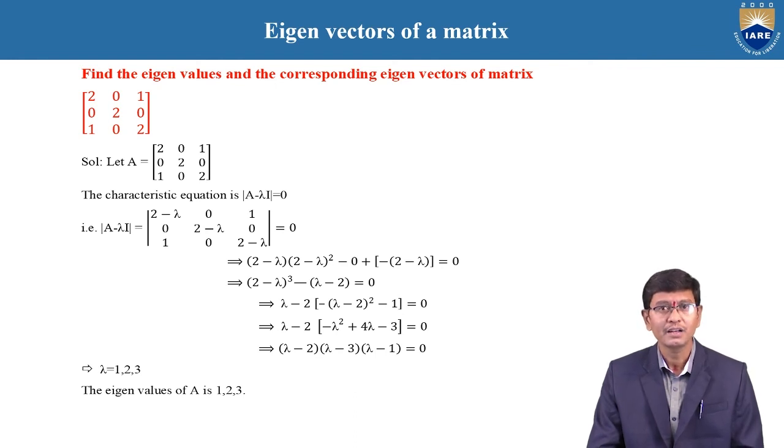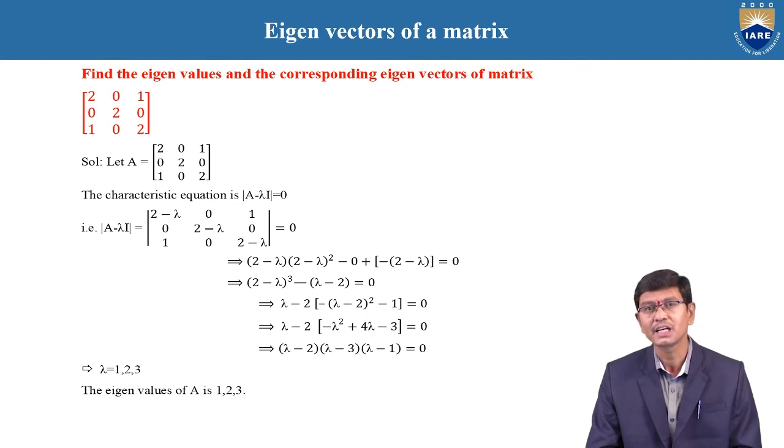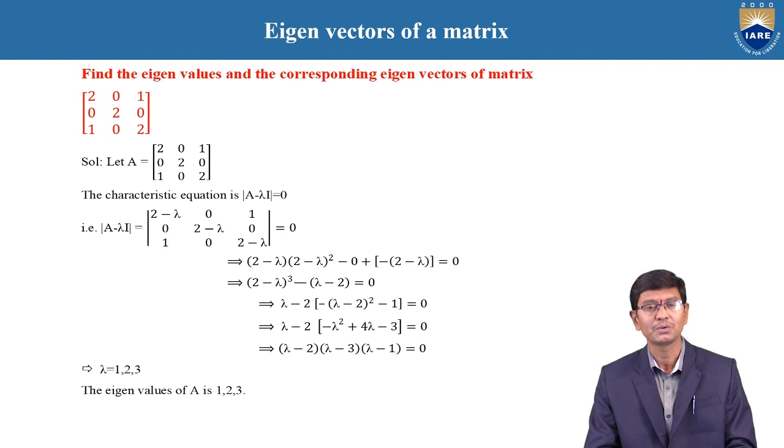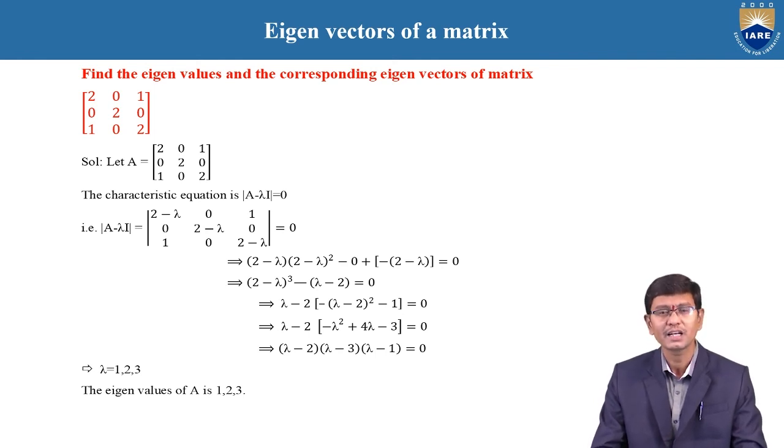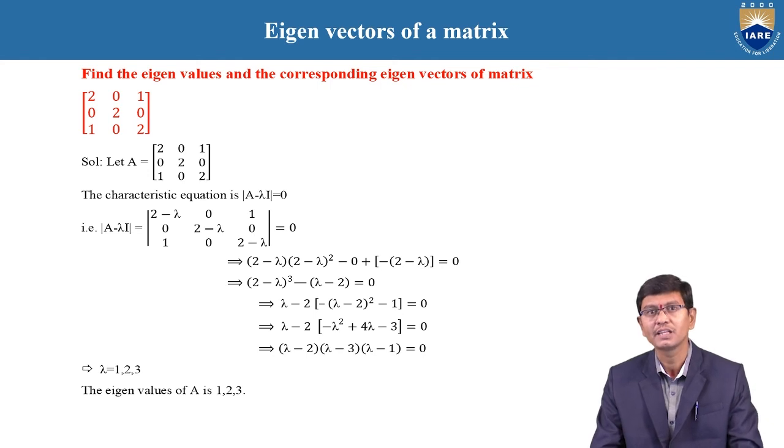Whether these eigenvalues are correct or wrong, you have to check for our understanding. Here lambda is equal to 1, 2, 3. The sum of the eigenvalues is equal to the trace of the matrix. Here, the sum of the eigenvalues is equal to 1 plus 2 plus 3. Therefore, the trace of the matrix is also clearly satisfied: 2 plus 2 plus 2 is equal to 6. And for another confirmation, the product of the eigenvalues is equal to the determinant of the matrix. That is nothing but 1 into 2 into 3 is equal to 6, the determinant is also 6.